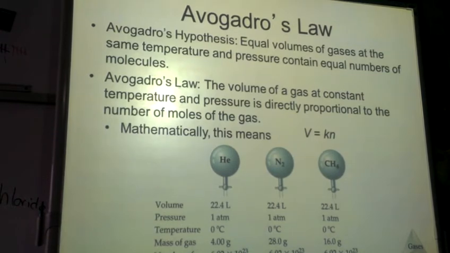So if I'm looking at, here's helium, here's nitrogen, and then I have CH4, which is methane, all of my volumes are the same. At 22.4 liters, I see all of these are the same. And if the volume is the same, they're at the same pressure, let's say that stays constant, and temperature stays constant, then the number of gas molecules, the number of moles, should be proportional to the volume.